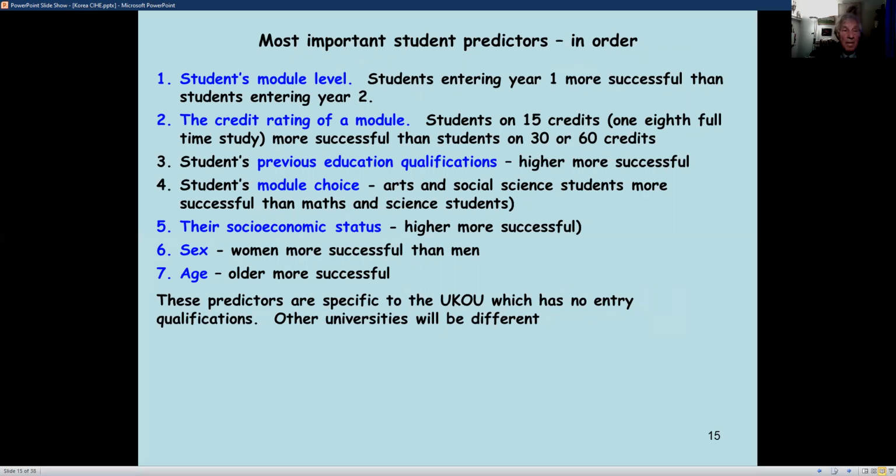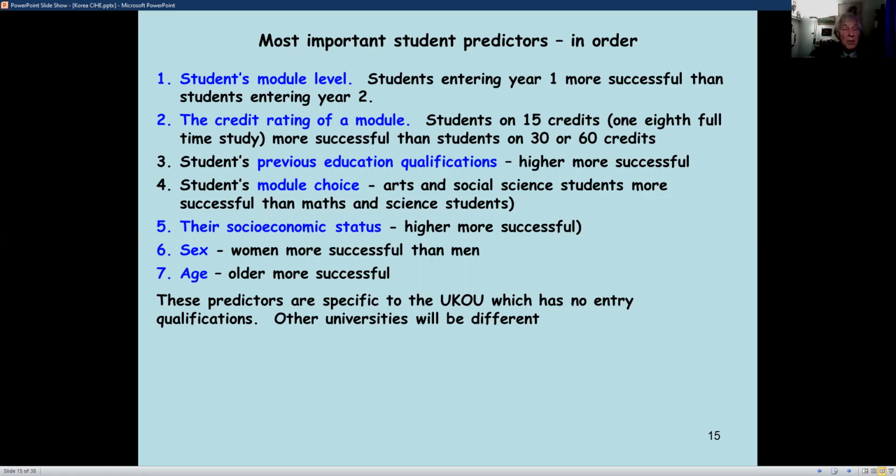Thirdly was the student's previous education qualifications. The higher those qualifications, the more successful the student was likely to be. Fourthly was the student's module choice. Arts and social science students were more successful than maths or science students.